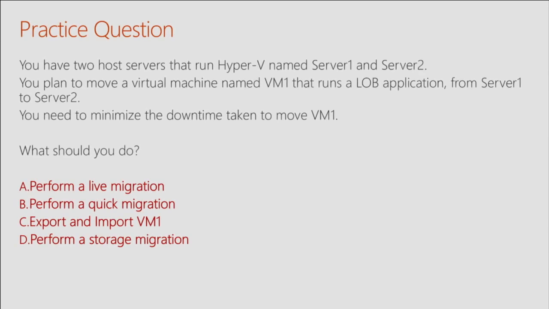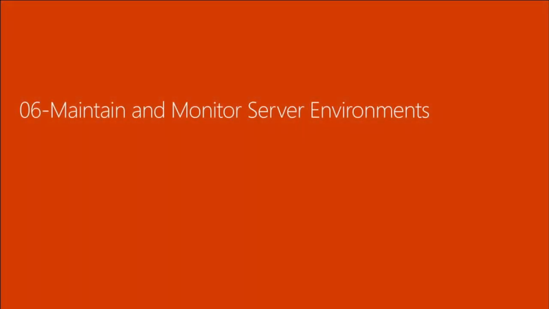Practice question. You have 2 host servers that run Hyper-V named Server 1 and Server 2. You plan to move a virtual machine named VM1 that runs a line of business application from Server 1 to Server 2. You need to minimize downtime taken to move VM1. Minimize downtime. Now that doesn't say you need to have no downtime, but it's actually meaning that because there is an option in the answer that says no downtime. So that's an interpretation question. It doesn't say none, but there is an answer option that says none. And we're saying that is what? Live migration. It's not as fast, but it gets it done with no disruption. You've got 5 minutes for monitoring. Easy.